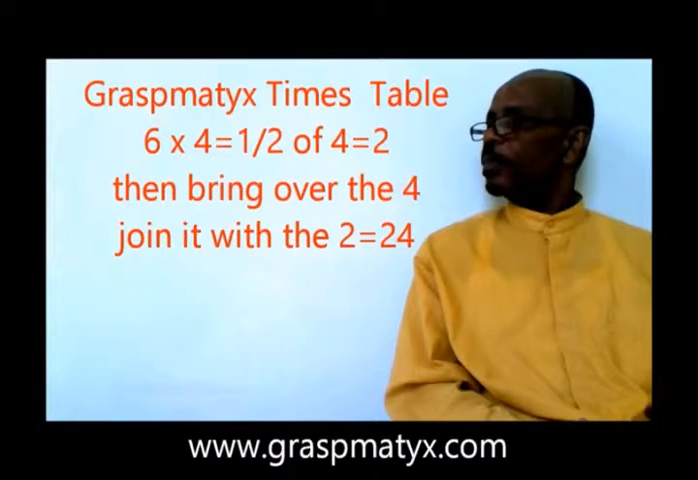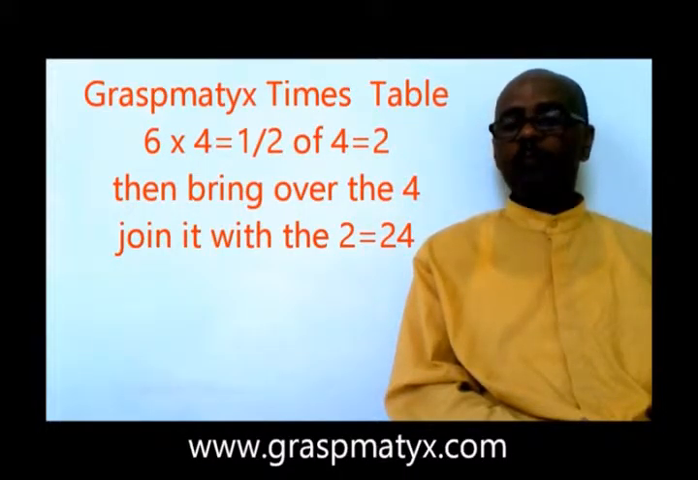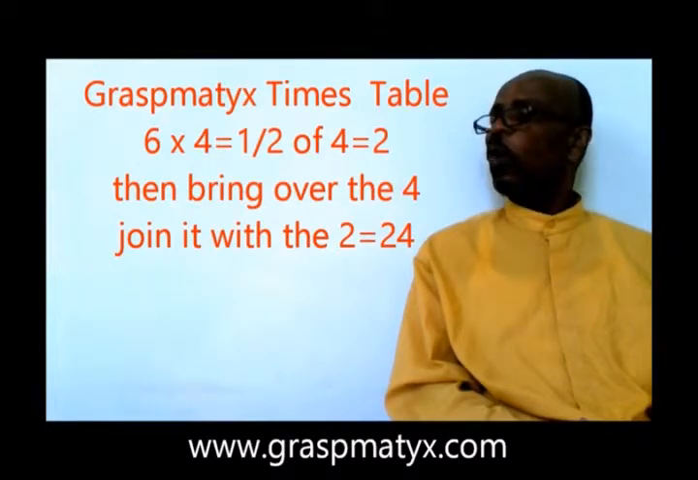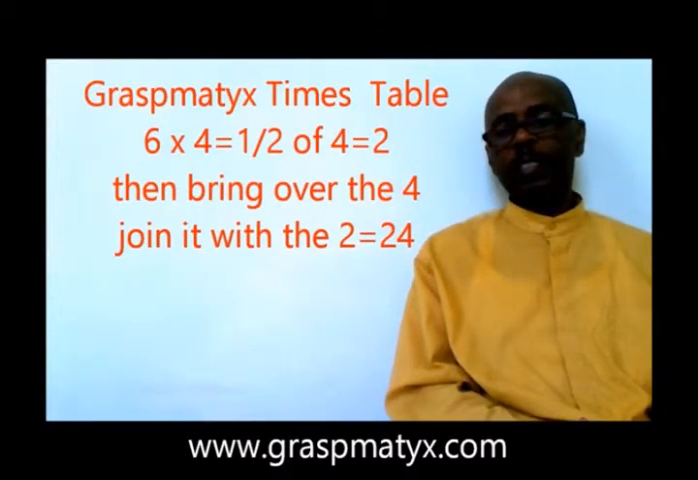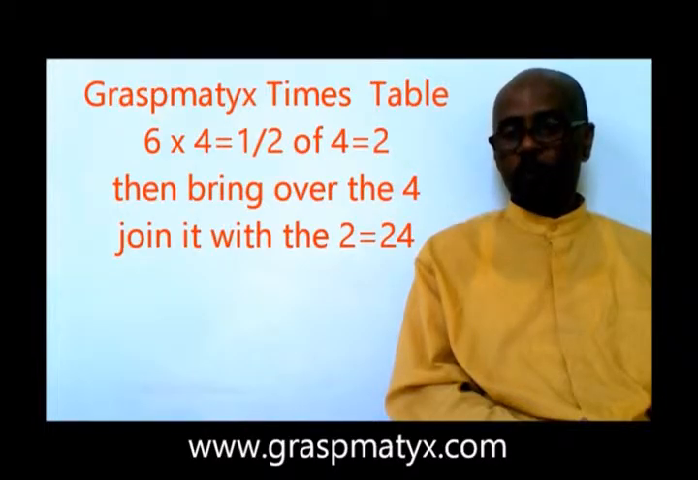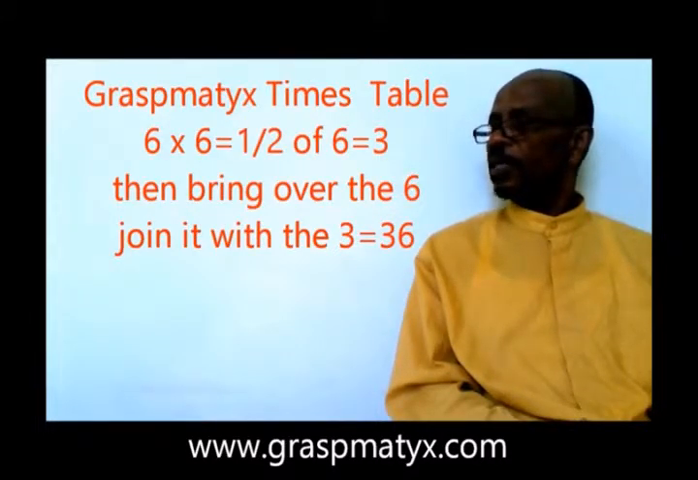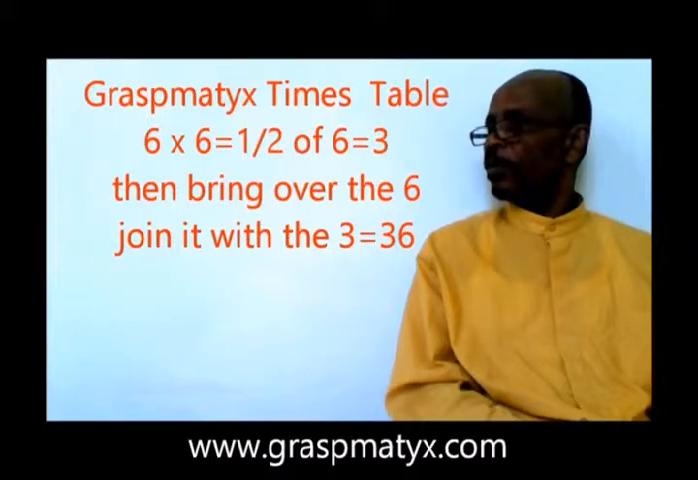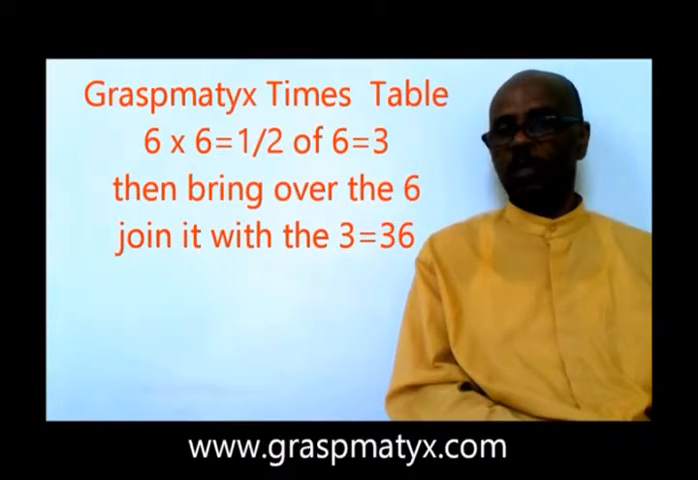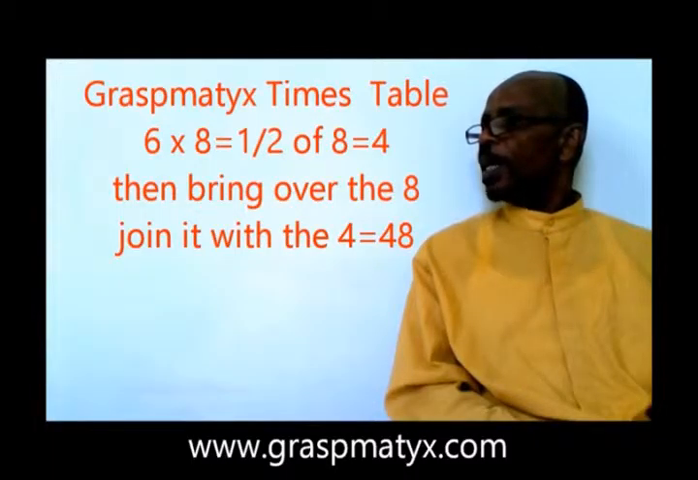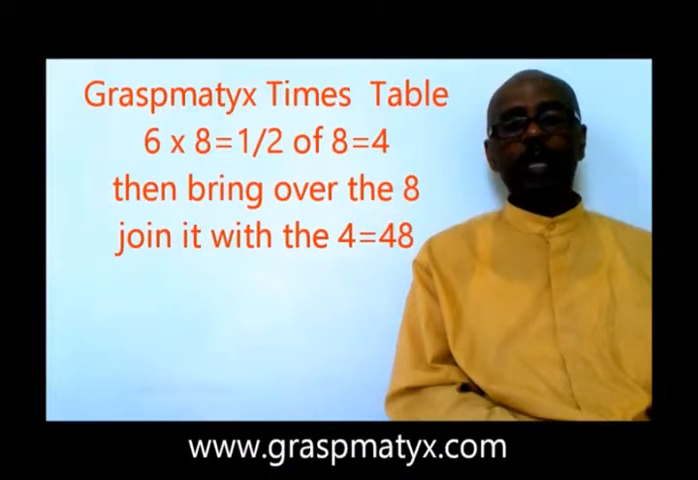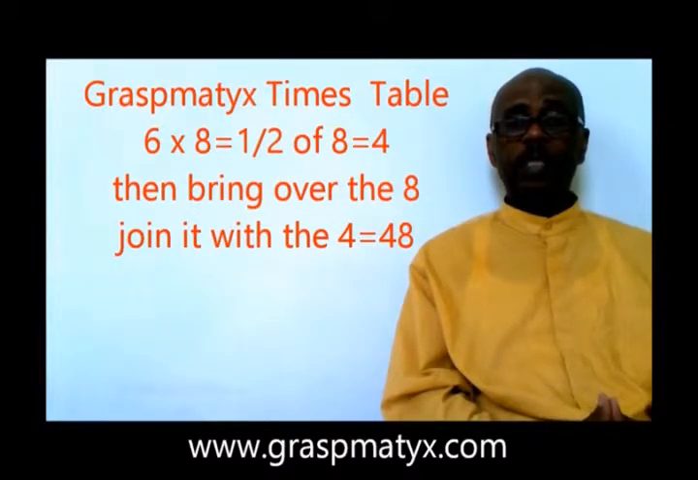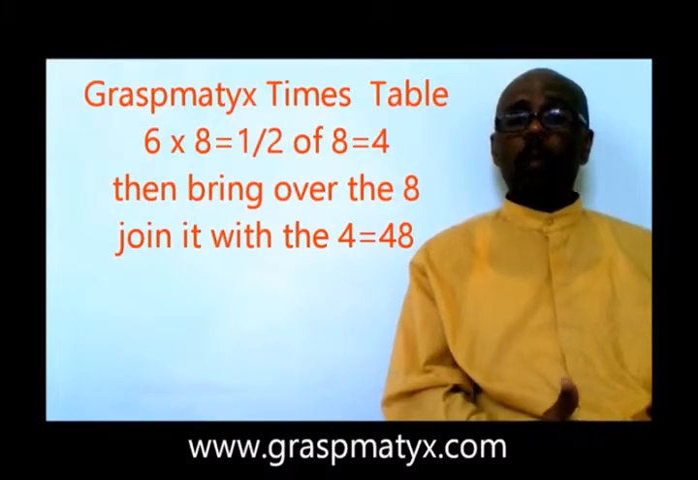And what about 6 times 4? Well, the half of 4 is 2, and I bring over the 4, put it to the right of the 2, and that's the answer. So 6 times 4, 24. Now the half of 6 is 3. 6 times 6, the half of 6 is 3. Bring over the 6, and I get what? 3, 6. 6 sixes are 3, 6. They say 36 in English. And 6 times 8, the half of 8 is 4, and I bring over the 8, and I get 4, 8. You see that? That's how simple the Grassmatic 6 timetables is illustrated here by yours truly, Dr.